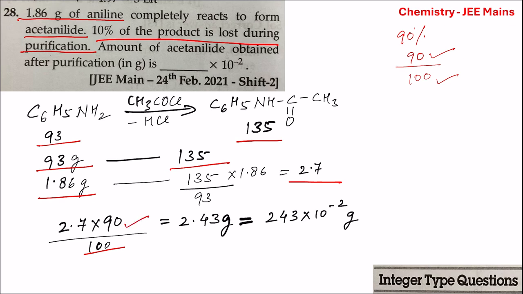Therefore, if initially 2.7 gram of acetanilide is formed, then after purification 2.7 into 90 divided by 100, that is 2.43 gram of acetanilide is obtained, and this can also be written as 243 into 10 to the power minus 2 gram. So here the answer is 243.